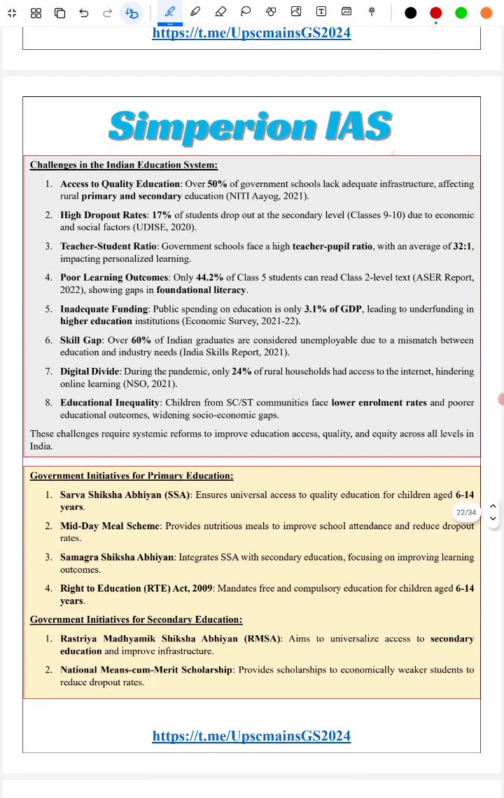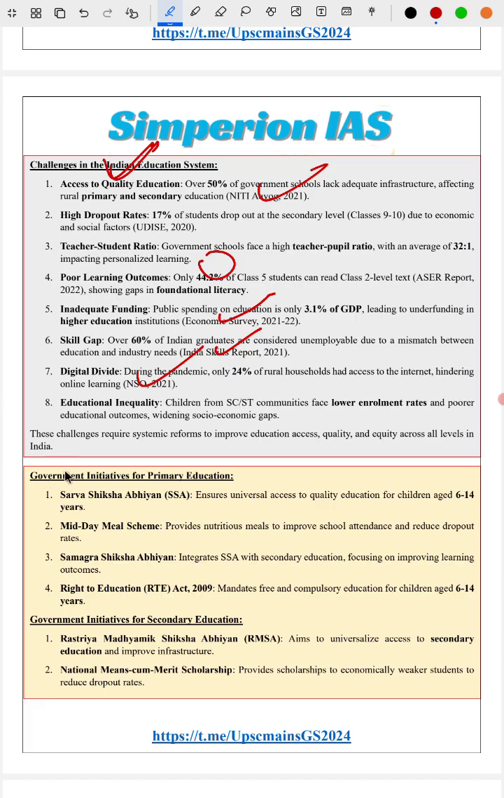Next, we have covered the challenges in the Indian education system. We have covered 8 points. We have covered them in detail. We have provided a lot of numerical facts and examples to substantiate our points. We have even quoted the reports: the NITI Aayog report, Economic Survey, India Skills Report, NSO reports, etc. We have covered extensively whatever is necessary for the exam.